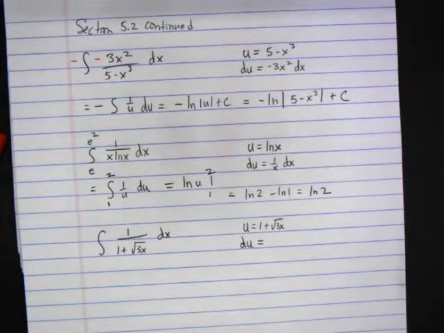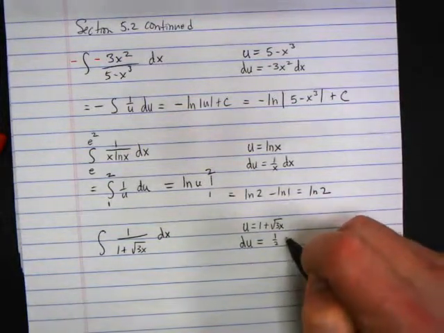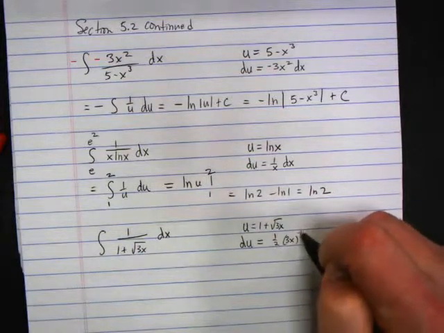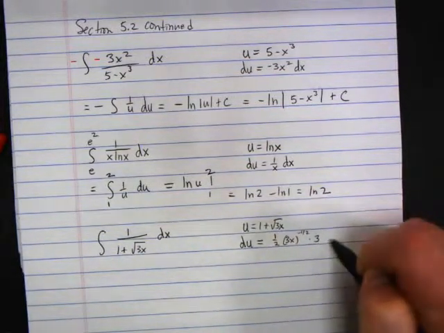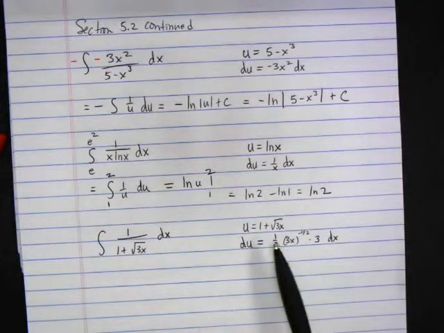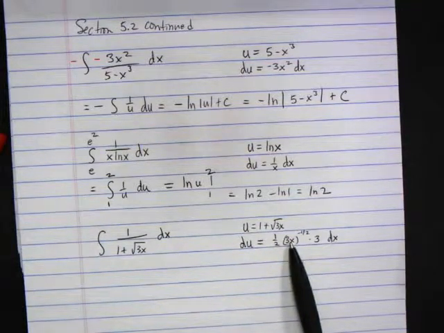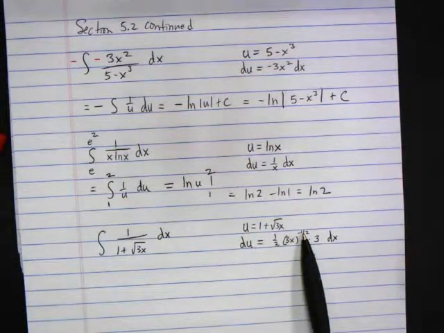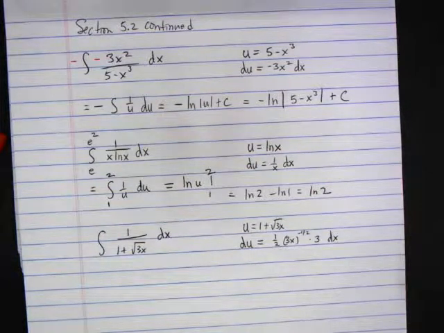1 half times 3x to the negative 1 half times 3 dx. Perfect. You have to use the chain rule. The derivative of 1 is 0. That's the easy part. Chain rule says you bring the 1 half down, you leave your inside alone, subtract 1 from your power, and take the derivative of the inside.